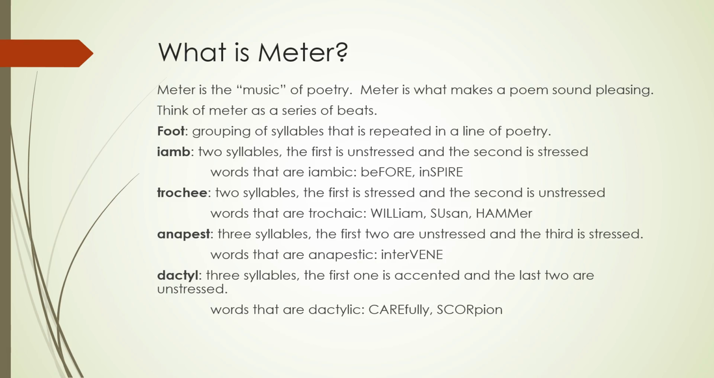An anapestic foot has 3 syllables. The first 2 syllables are unstressed, and the third one is stressed. An example of a word that is an anapest is "intervene." You can see how the last syllable of that word is stressed, intervene. A dactyl, again, has 3 syllables. The first one is accented, and the last 2 are unstressed. So words that are dactylic include "carefully" and "scorpion."